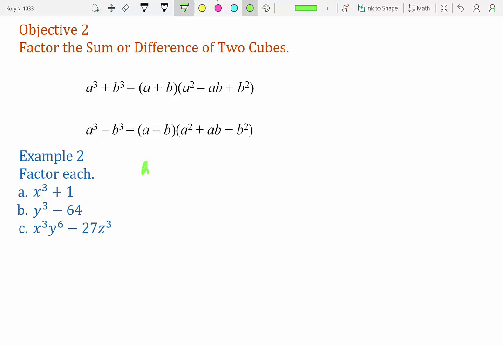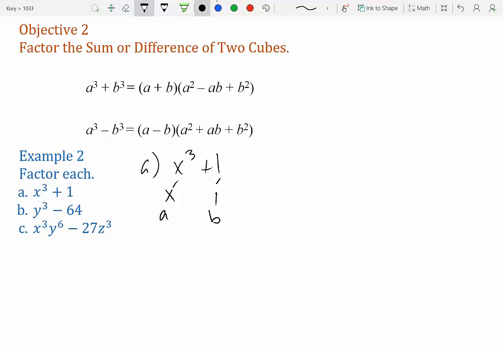For a, we have x cubed plus 1. So the cube root of x cubed is x, because x times x times x is x cubed. And the cube root of 1 is 1, because 1 times 1 times 1 is 1. So now we have our a and we have our b.